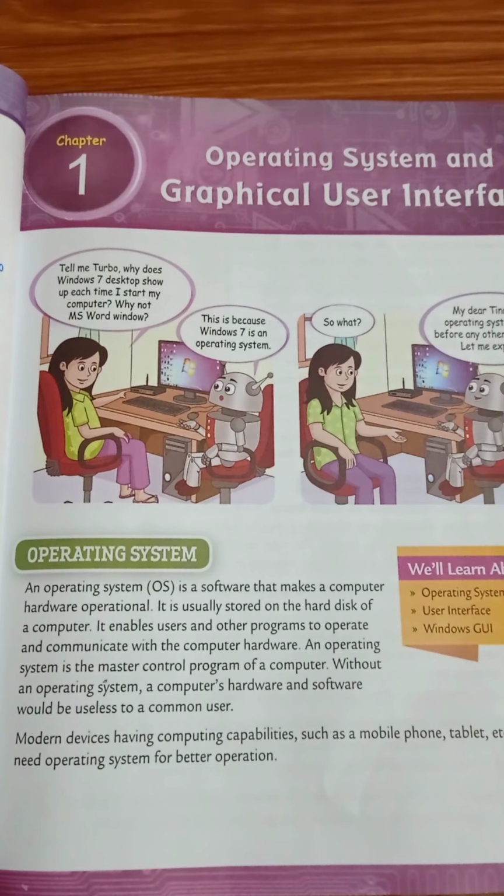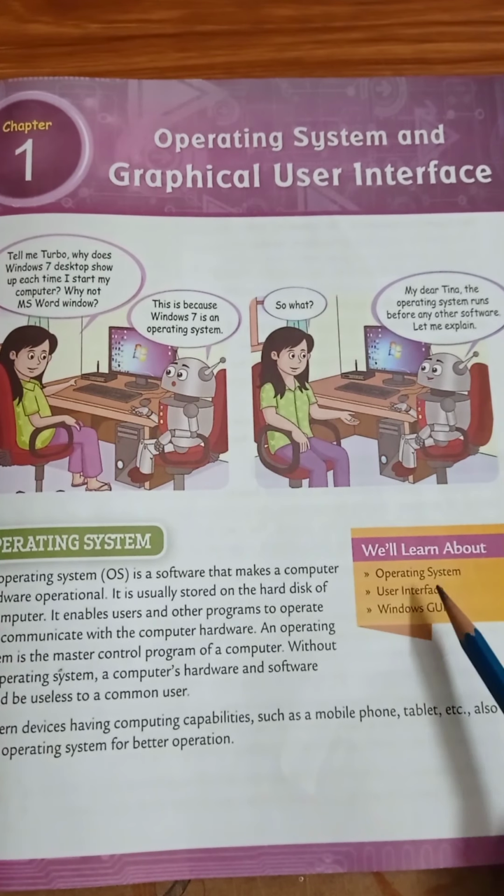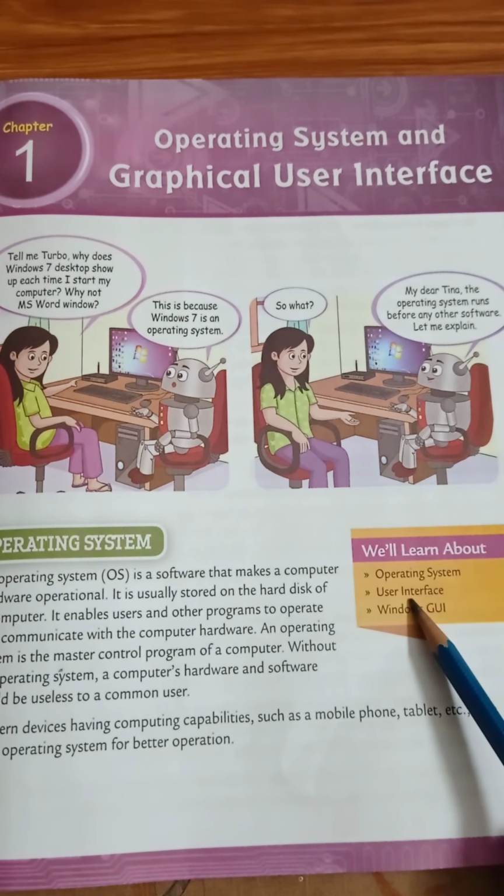In this class, I will discuss operating system and graphical user interface, which is chapter 1. I have already completed this part in the online class. So, in this class, first I will summarize the previous part and then I will teach the new topic. So, let's start. In this chapter, we will learn about operating system, user interface and Windows GUI.